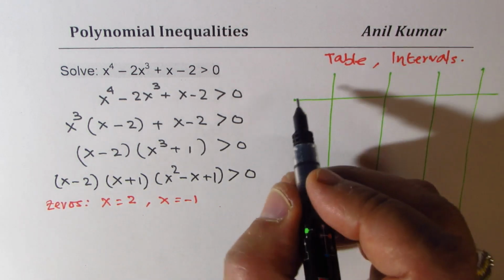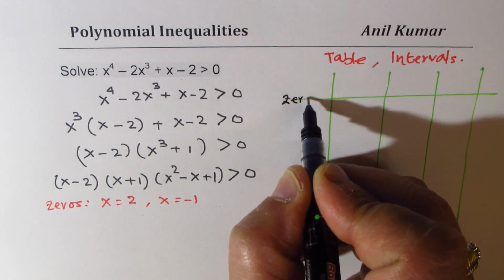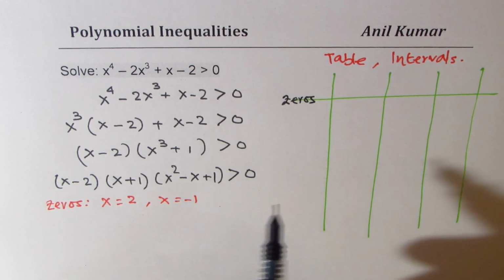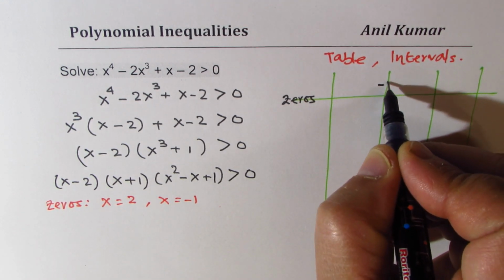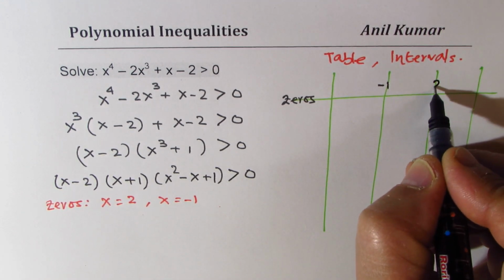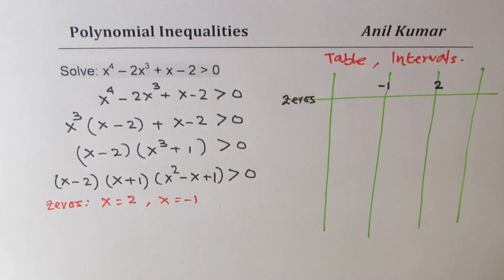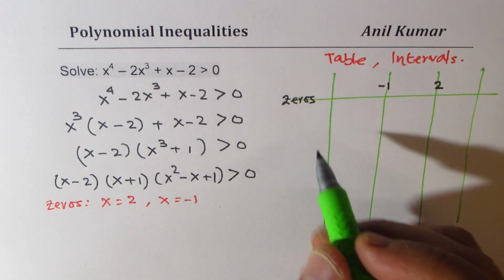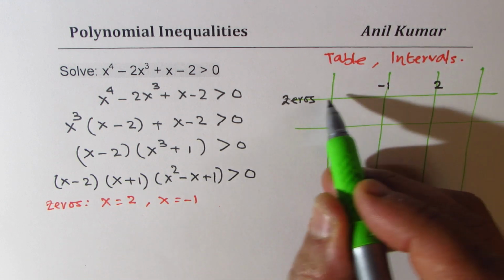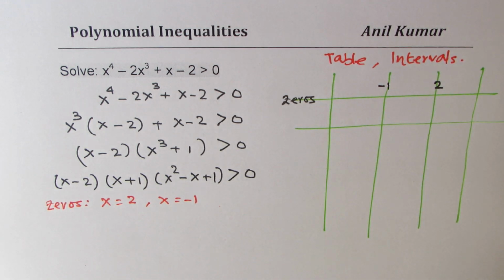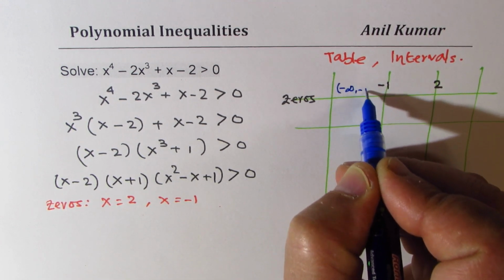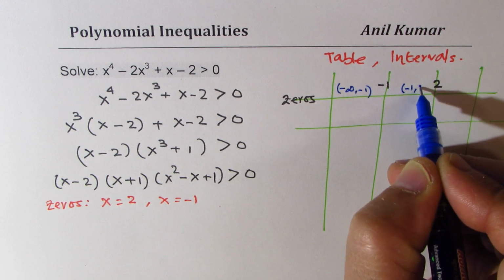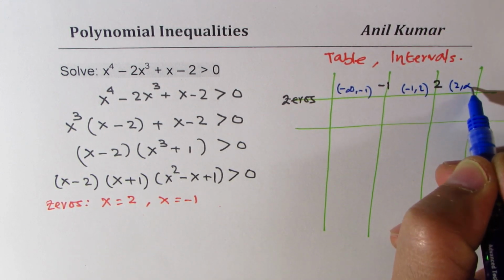So here is a table. So we'll first write our zeros. Now zeros are at x equals 2 and x equals minus 1. So let's say this is at minus 1 and this one is at 2. So these are our zeros. Now these zeros divide the plane into three intervals. So this divides the plane from minus infinity to minus 1. This is minus 1 to 2. And here it is 2 to infinity.